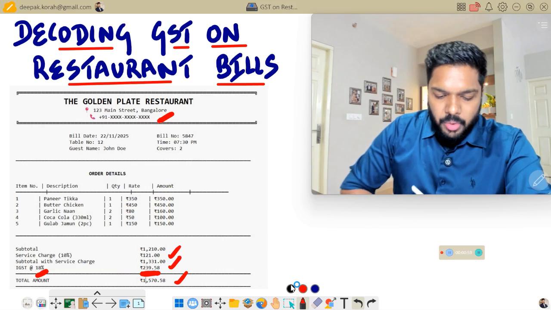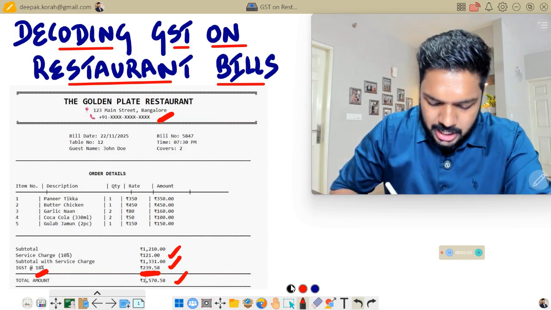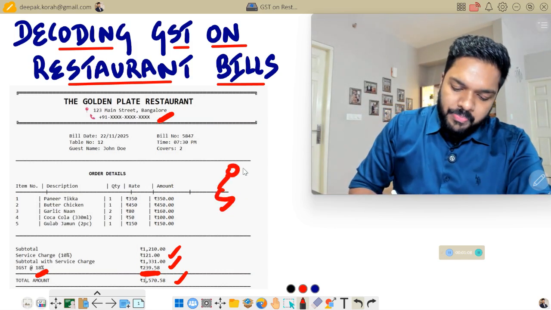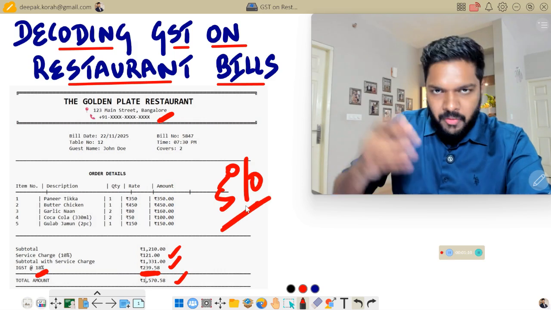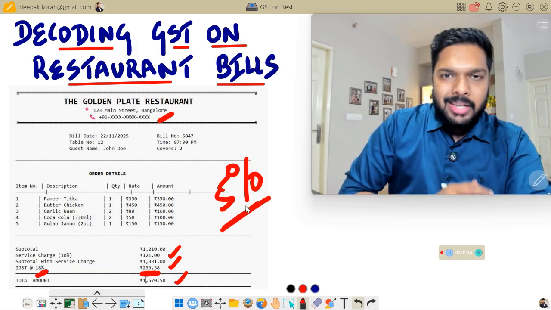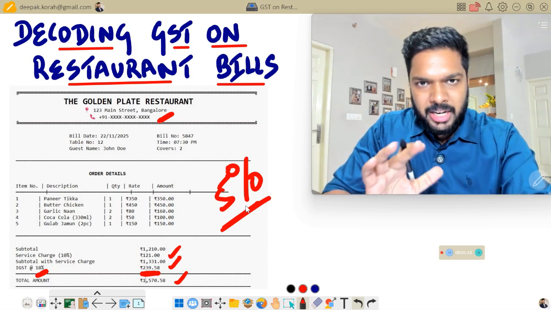Number two, the rate of GST they have given is 18% on top of the value plus service charge. Now, a standalone restaurant, if it's not part of any hotel, cannot charge 18%. It can only charge 5% on the value of the food or the beverages. So the GST rate in this particular bill is wrong. It is not 18%, it is 5% GST that should be levied.